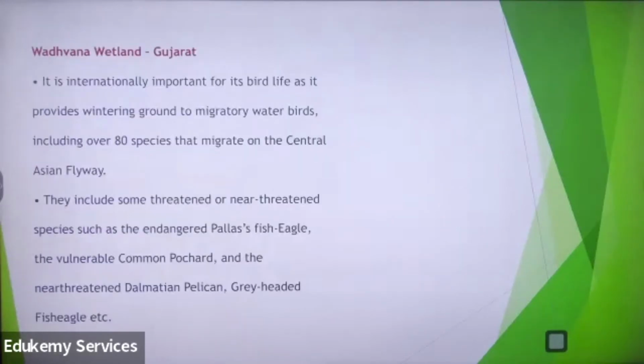Then I have Vadhavan wetland in Gujarat, again part of the Central Asian Flyway. The important threatened birds here are Pallas fish eagle, common pochard, Dalmatian pelican, and grey-headed fish eagle.